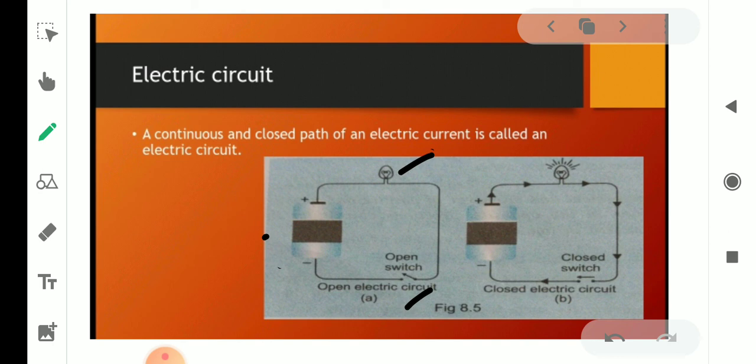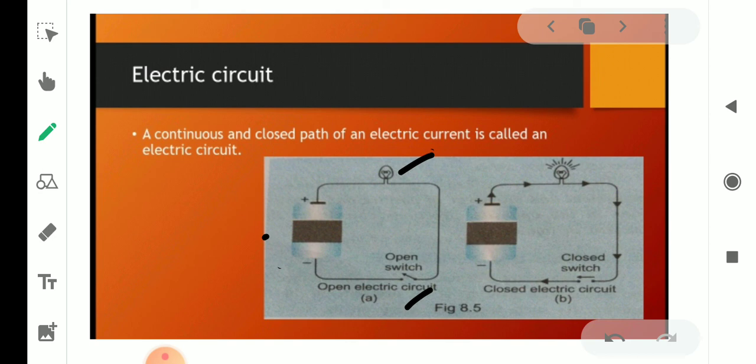So first of all, what is an electric circuit? What makes an electric circuit? A circuit means a continuous and closed path of an electric current. So we call it an electric circuit. A continuous and closed path of an electric current is called an electric circuit.